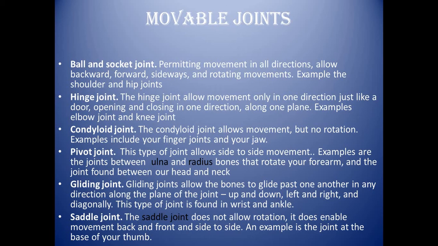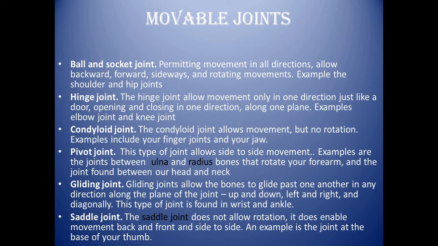Third is the condyloid joint. The condyloid joint allows movement but no rotation. Examples include your finger joints and your jaw. Fourth is the pivot joint. This type of joint allows side-to-side movement. Examples are the joint between the ulna and radius bones that rotates your forearm and the joint found between our head and neck.